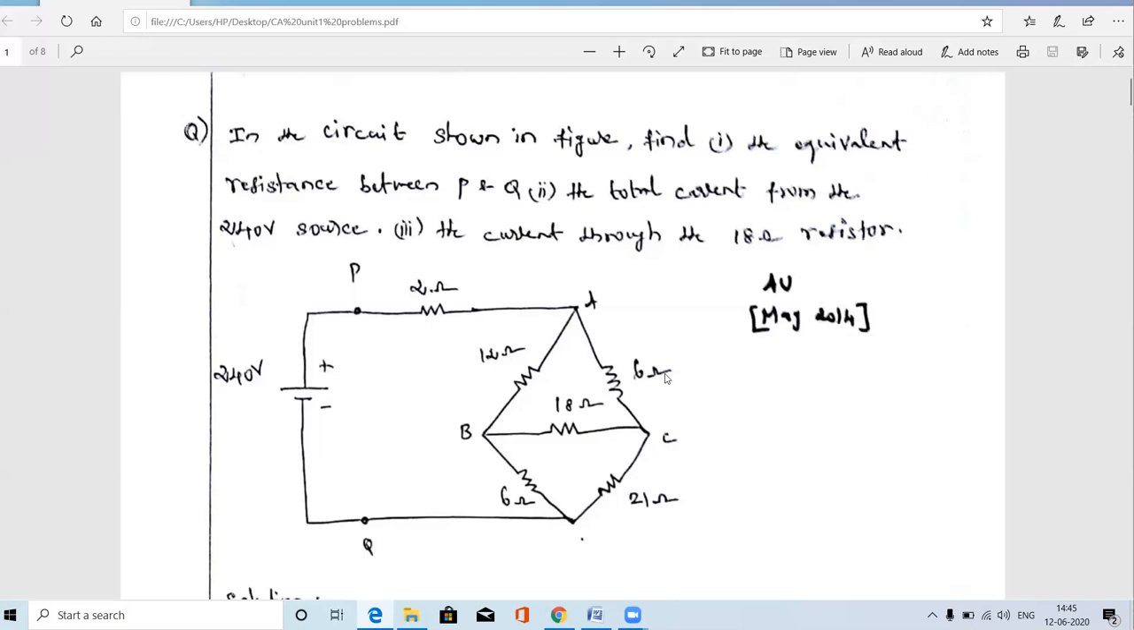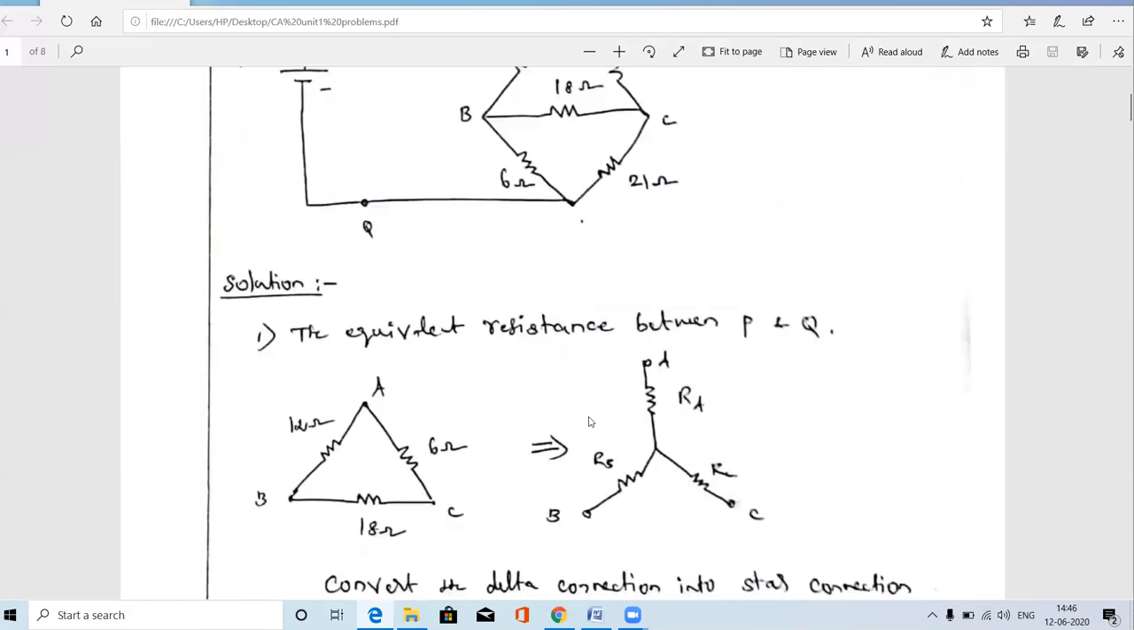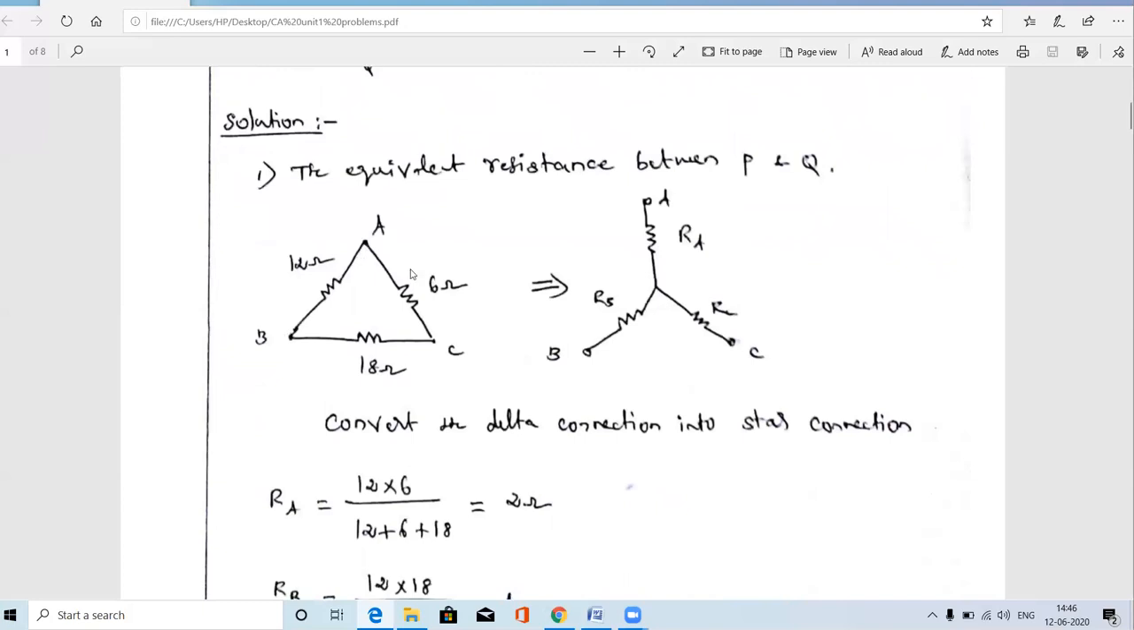We may change only one delta network into star network, and in the next step we will reduce it using series combination and parallel combination. So the first step is to convert this delta network into star network. Here we are considering this A, B, C delta structure. Across A and B, 12 ohm resistor is there. B and C, 18 ohm resistor is there. And C and A, 6 ohm resistor is there. So we are going to convert this delta network into star network.